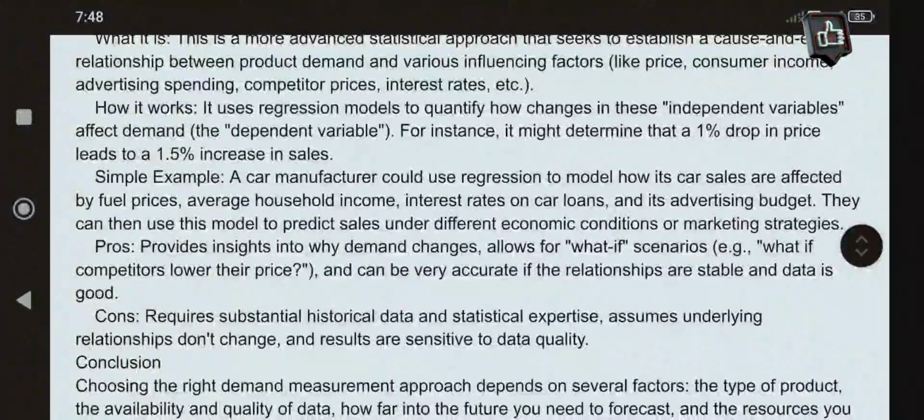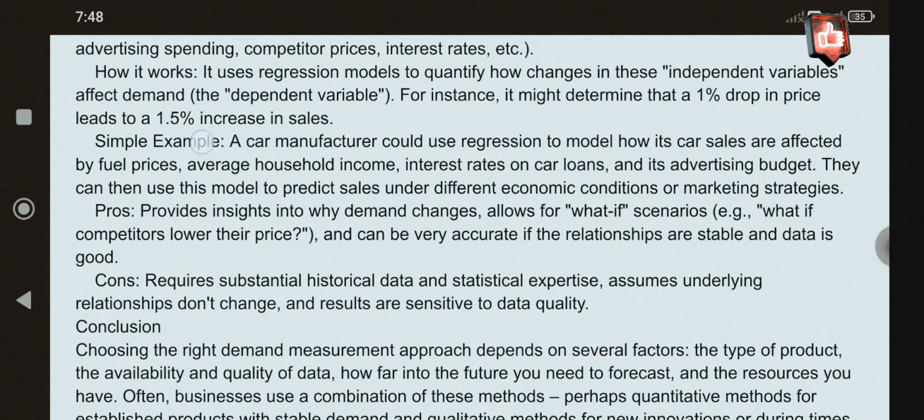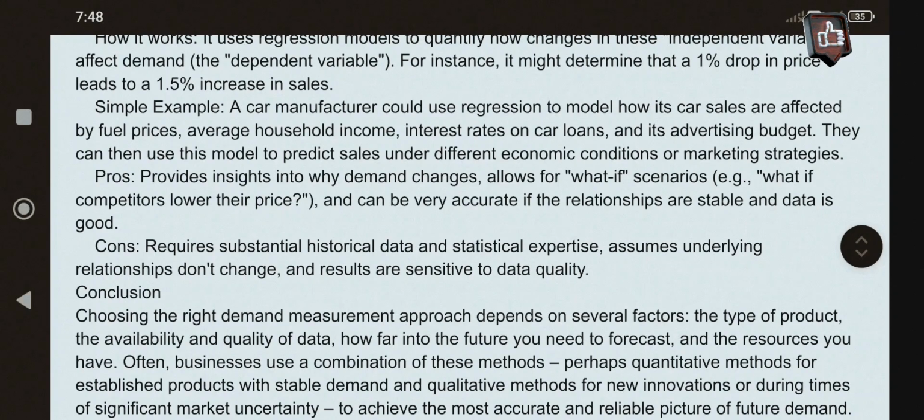Simple example: a car manufacturer could use regression to model how its car sales are affected by fuel prices, average household income, interest rates on car loans, and its advertising budget. They can then use this model to predict sales under different economic conditions or marketing strategies.